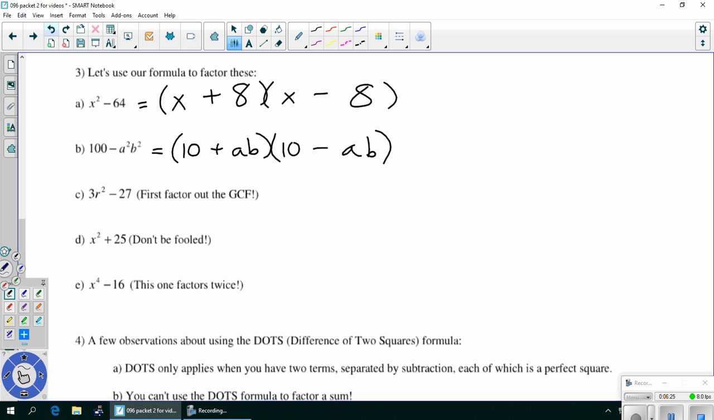Okay, part C, 3r squared minus 27. Is it two terms? Yes. Are they both perfect squares? No. 3 is not a perfect square, neither is 27. So this is not a difference of two squares formula. I don't even need to ask the third question about subtraction.